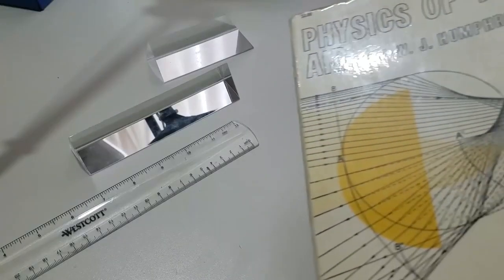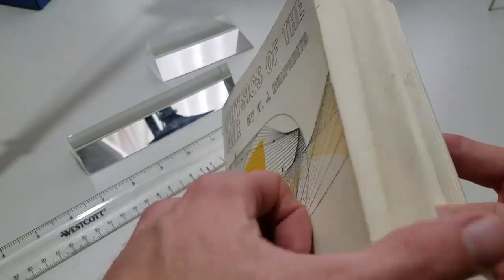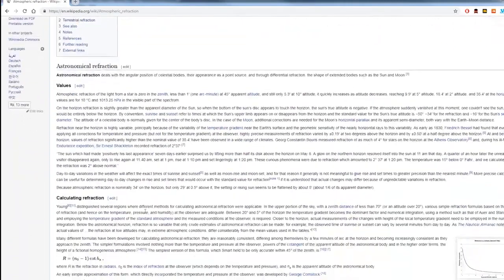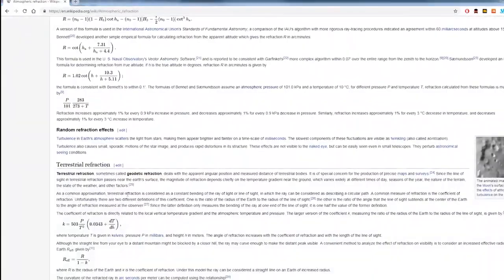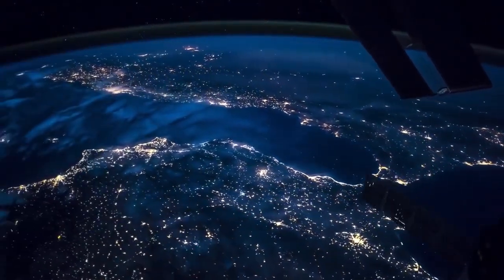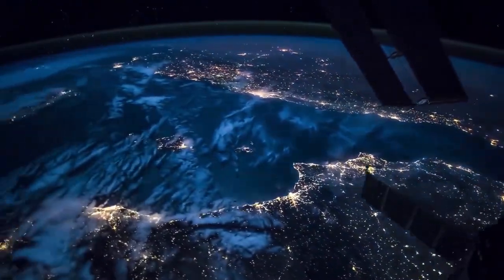This is a study of the physics of the air and atmospheric refraction, which consists of three phenomena: astronomical refraction, terrestrial refraction, and a third and yet unaccounted for, horizontal refraction. Let's look at each one in detail.